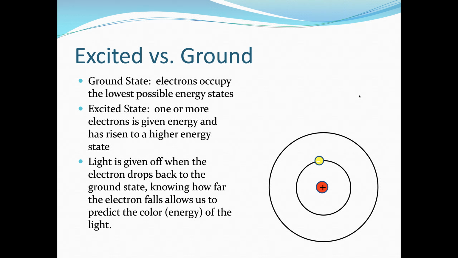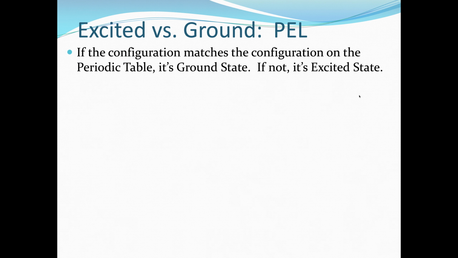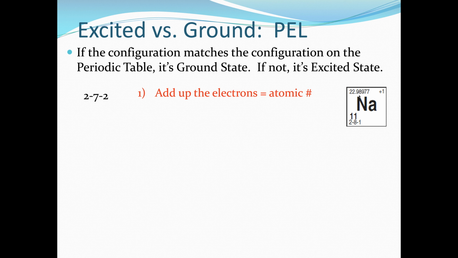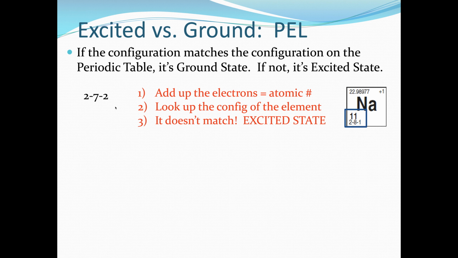So, here is how it works. For principal energy levels, you can tell if it's in the ground state if the configuration matches what's on the periodic table, because on the periodic table, they're all ground state configurations. So, 2-7-2. Let's add those numbers up. 2 plus 7 is 9, plus 2 is 11. So now we look at the element. Sodium, element 11, its ground state configuration is 2-8-1. Therefore, 2-7-2, since it does not match, that's in the excited state.